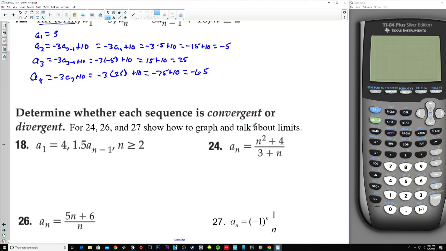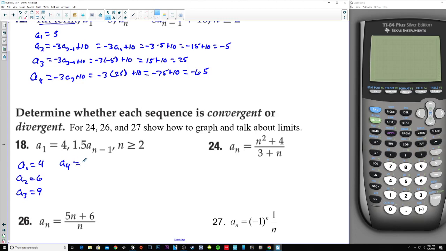Determine whether each sequence is convergent or divergent. And for 24, 26, and 27, we're going to look at the graphs and talk about limits with that. But for now, 18, we want to decide, let's write out a few terms and see what's going on. So a sub 1 is 4. A sub 2 is the one before, a sub 1 times 1.5, that's actually 6. A sub 3 is 9.